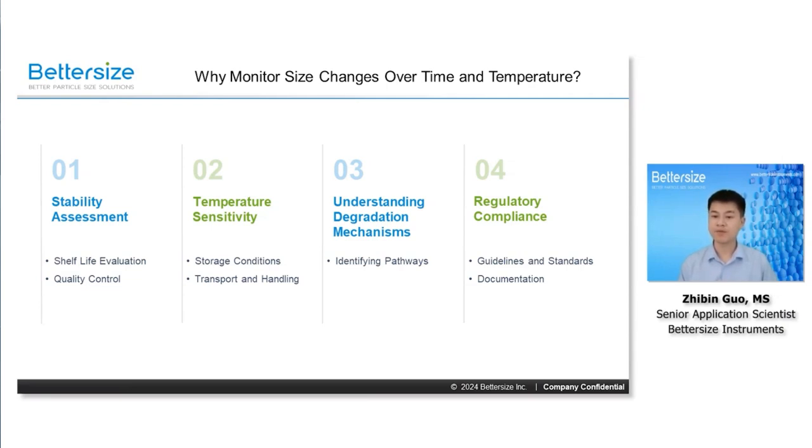And second, particle size is sensitive to temperature fluctuations, and tracking these changes during storage and transport ensures the material's stability until it reaches its final destination. Third, observing particle size variations helps identify degradation mechanisms, enabling improvements in formulations and extending product lifespan. Lastly, regulatory compliance mandates documentation for particle size changes, ensuring adherence to industry standards and maintaining both legal compliance and customer trust.